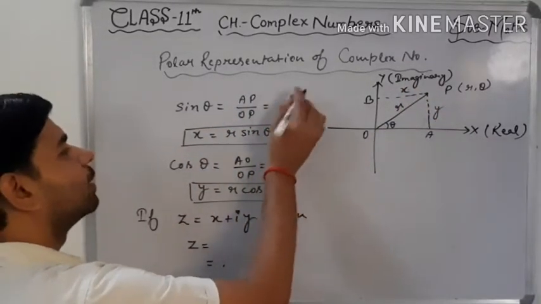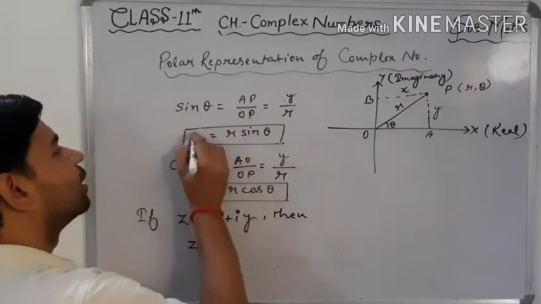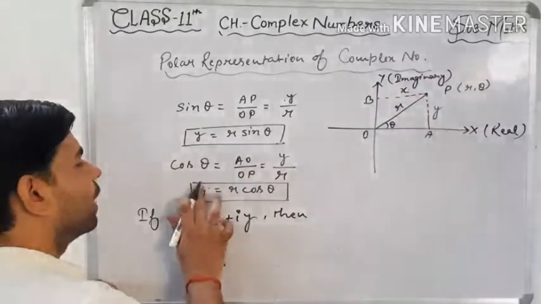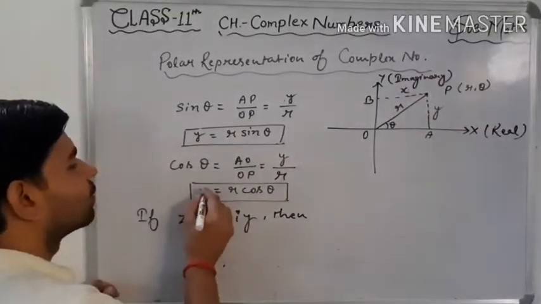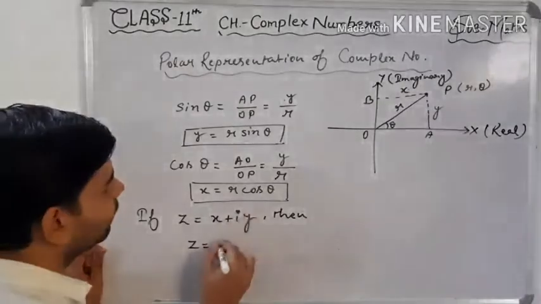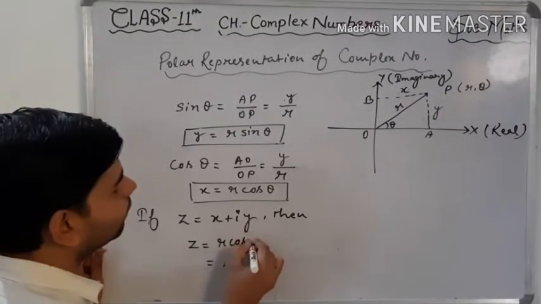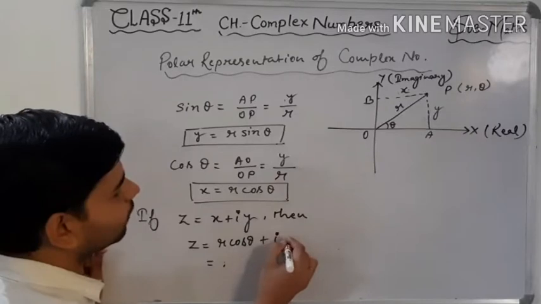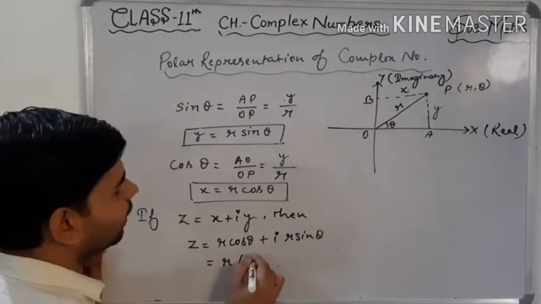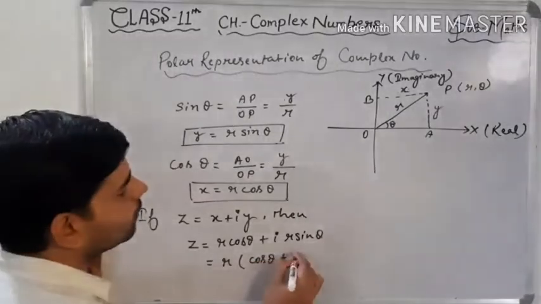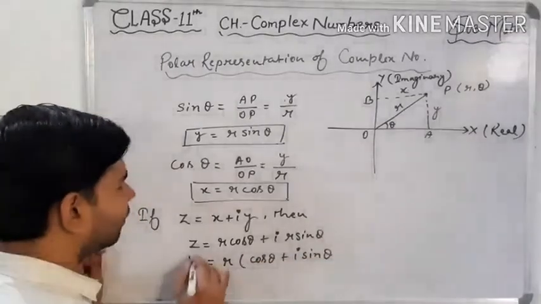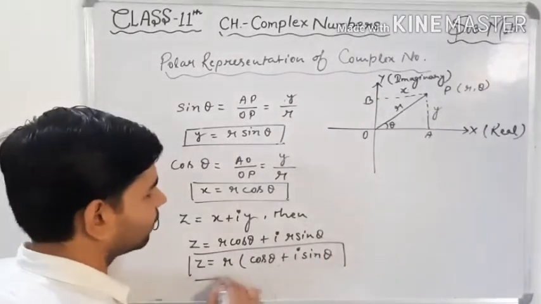AP is y, we get y equals r sin theta, and AO is x, and we get x equals r cos theta. Now putting these values, we get r cos theta plus i r sin theta. Taking r common, we get r times cos theta plus i sin theta. This is the polar form of a complex number.